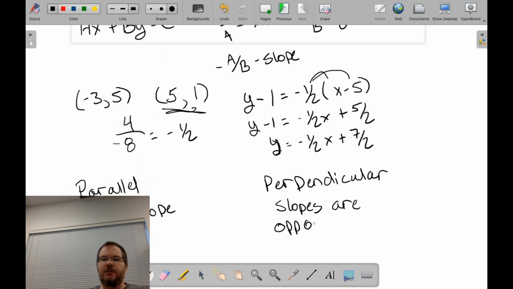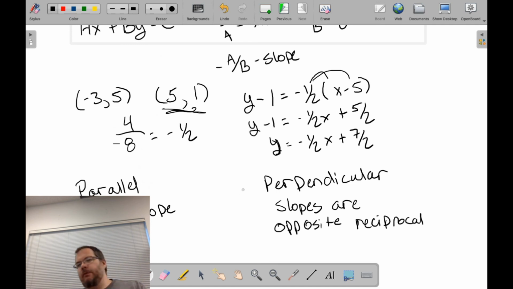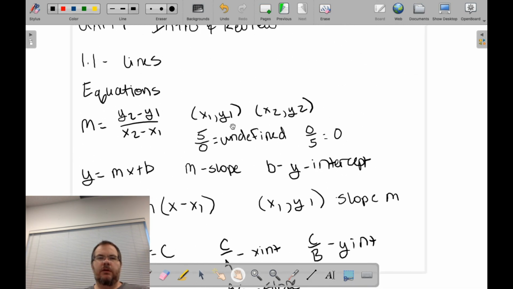So an example of an opposite reciprocal, if we take that negative 1/2 from above, the opposite of that would be positive 1/2, and then the reciprocal would be 2/1. So negative 1/2 has an opposite reciprocal of 2/1. 1/3 would have an opposite reciprocal of negative 3, and so on. So that's the first bit of knowledge that you need to have from Unit 1, Lesson 1, all about lines.